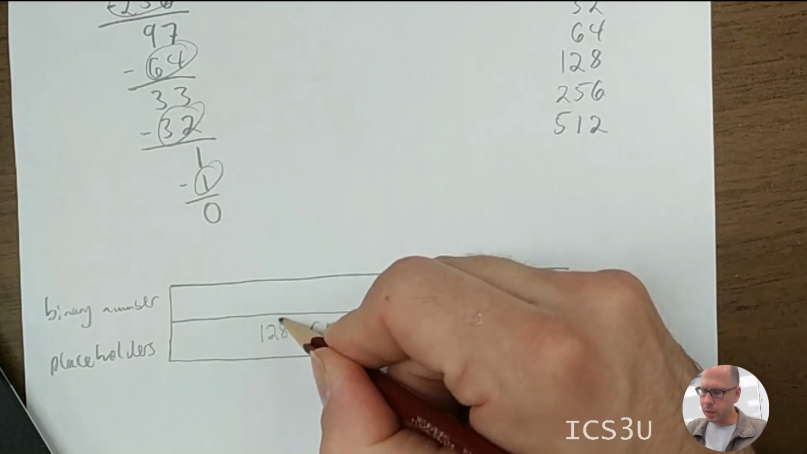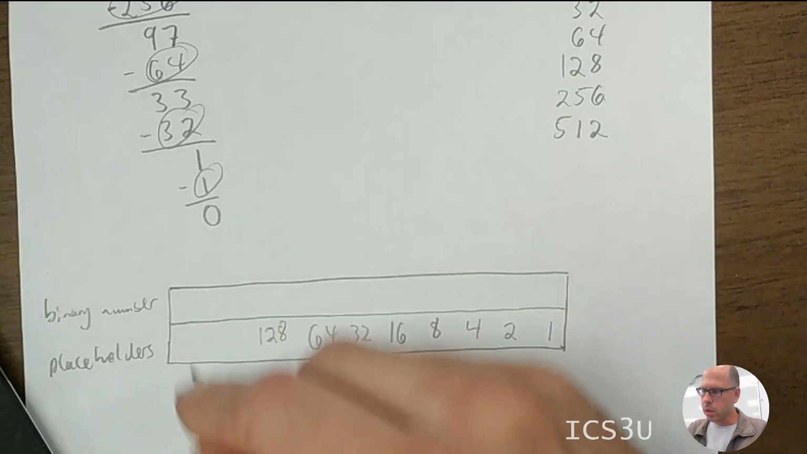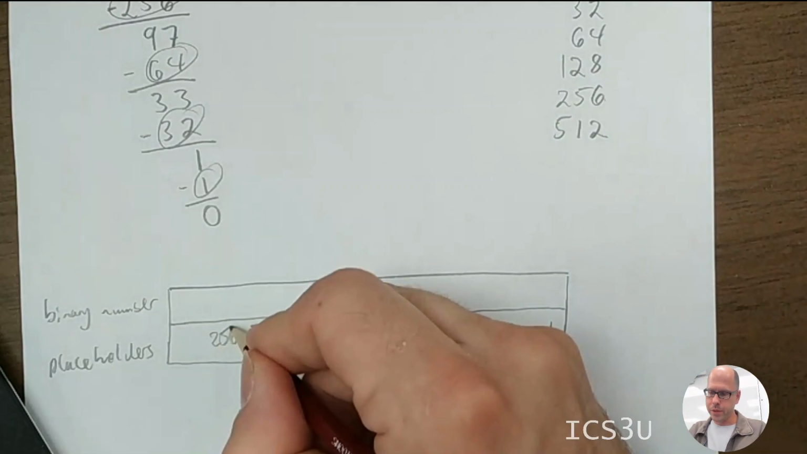Notice I did it right to left. Just like in a decimal number you learn from elementary school, whenever it was, the 1's place, the 10's place, the 100's place, that would be decimal numbers. Well, these are the placeholders for binary numbers. They're always the same. They're always like this. 256. I'm going to stop there.